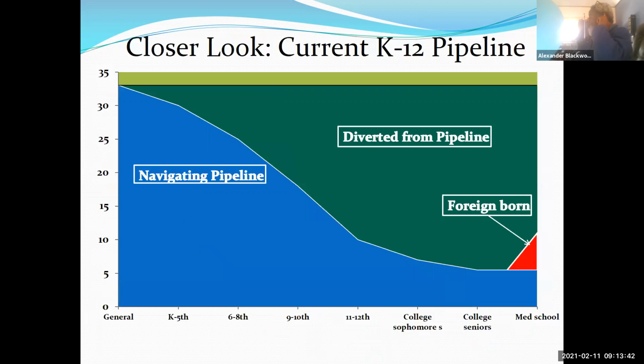A little closer look at the pipeline, the reality is that the attrition begins in the K-12. Every year the number of students that essentially give up on their educational pursuits increases, and our diversion from the pipeline increases. Next slide.